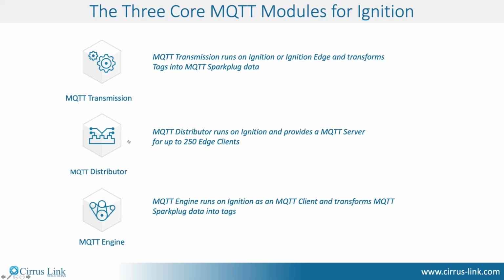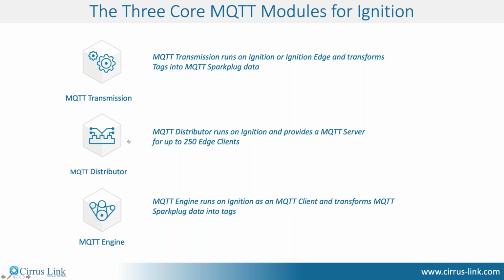Now, the three core modules that implement MQTT are here. So we've got MQTT Transmission. What is that? That is a module that plugs into the Ignition platform that understands how the tag structure is implemented in Ignition. So it can see all of the tags that you have in the Ignition system. Then it can grab those tags, convert those to MQTT messages, and publish those.